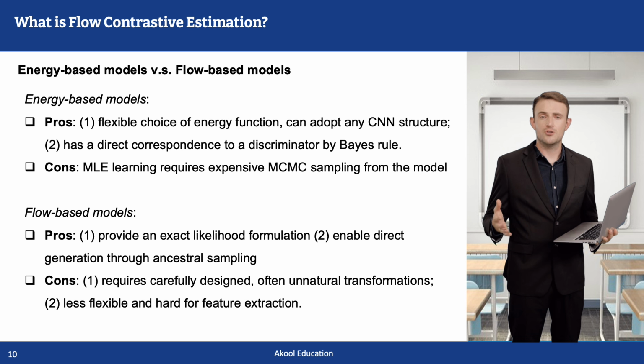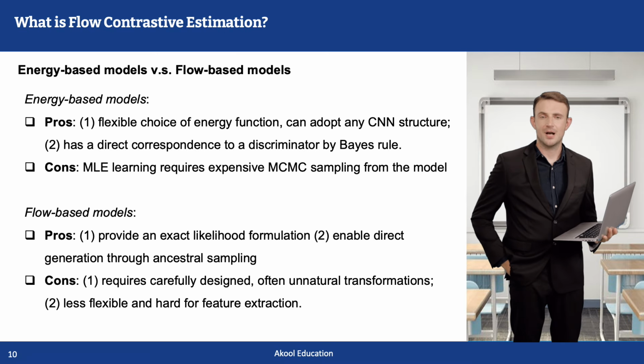Let's now compare energy-based models and flow-based models. Starting with energy-based models, their main advantage is flexibility. The energy function can be implemented using any neural network architecture, such as a CNN. In addition, through Bayes' rule, an energy-based model has a direct correspondence to a discriminator, which makes it conceptually close to adversarial training. However, the main drawback is that maximum likelihood learning for energy-based models requires Markov chain Monte Carlo sampling, which is computationally expensive and often slow to converge.